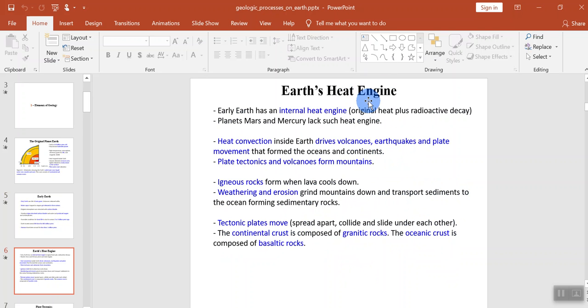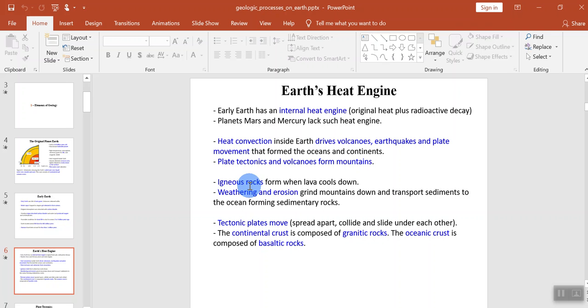Earth's heat engine is internal to Earth. It drives magma, drives tectonic plates and so on. Planets like Mars, Mercury, and Venus do not have such a heat engine. Heat convection inside Earth drives volcanoes, earthquakes, and plate tectonics. Actually, plate tectonics and volcanoes form mountains. We will see.